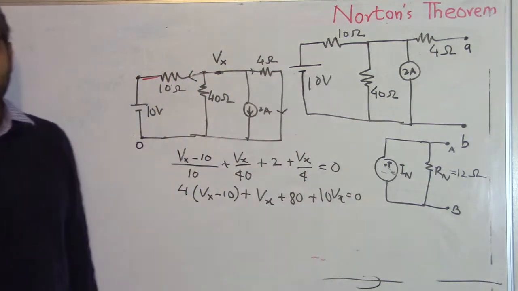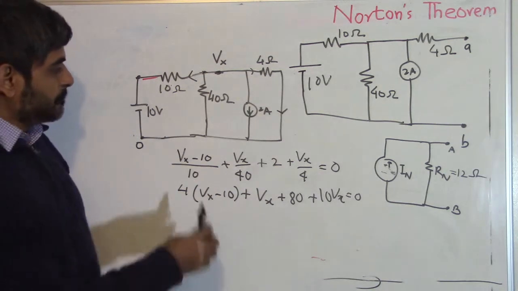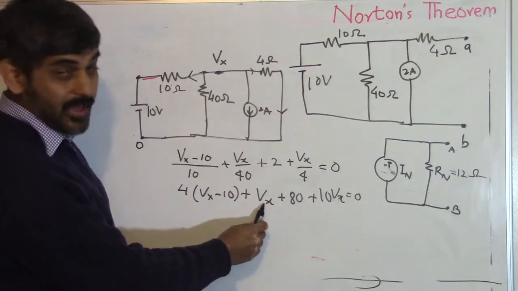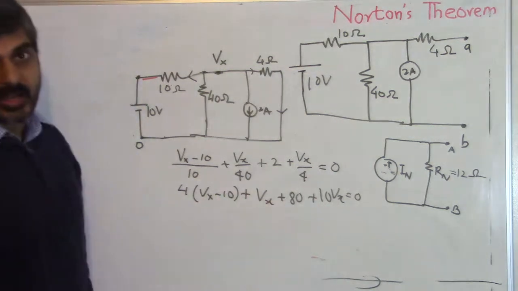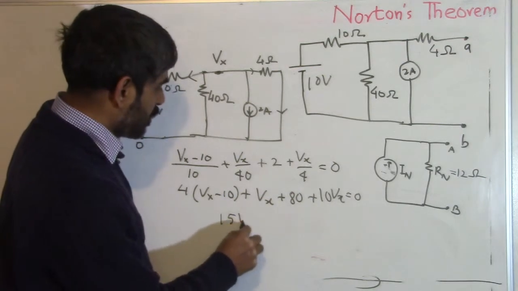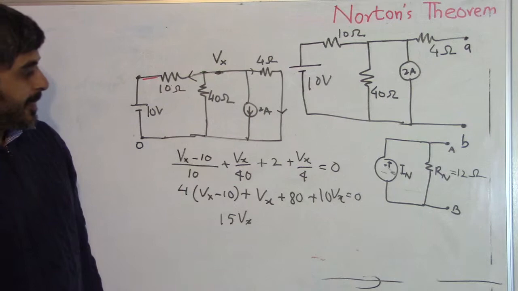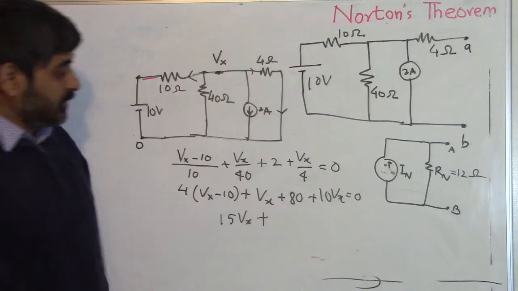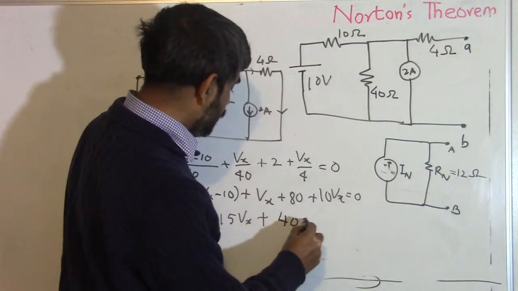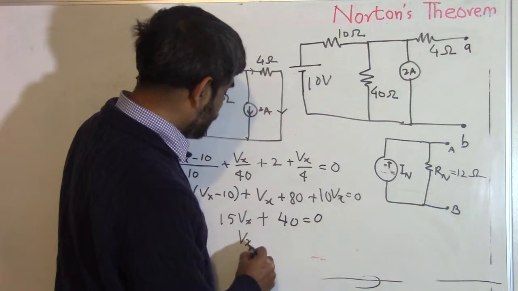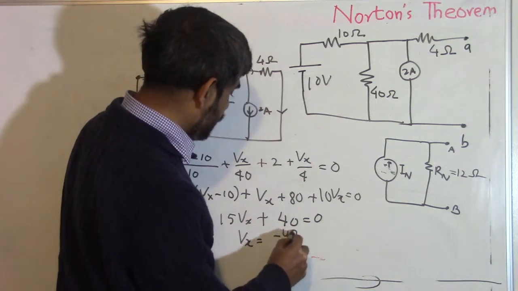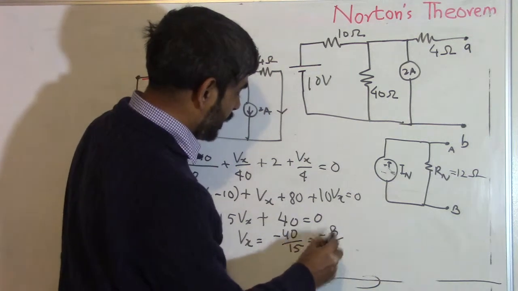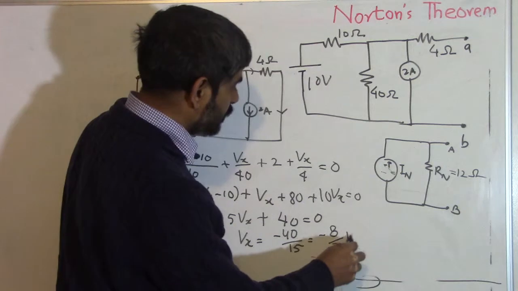This is our equation. Let us simplify that a little bit. 4Vx plus Vx is 5Vx, 5 plus 10, 15Vx, plus 80 minus 4 into 10, 40. This 40 is equal to 0. That means Vx is going to be minus 40 divided by 15. If you divide it by 5, it is minus 8 divided by 3.